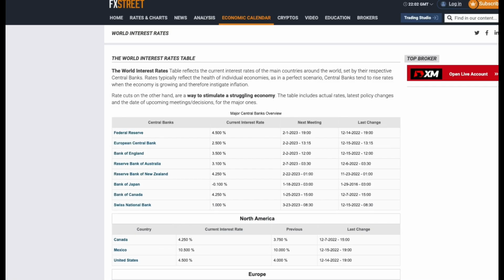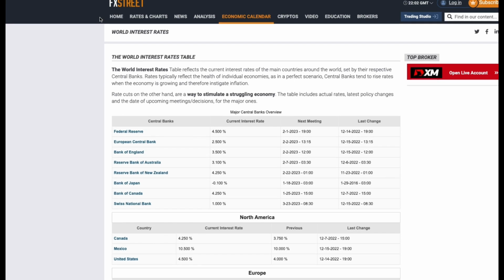The reason I need to see the world interest rates is because those interest rates affect the long-term value of the currency, and the fluctuations and major policy shifts of those interest rates affect what we're going to be doing and seeing in the market.